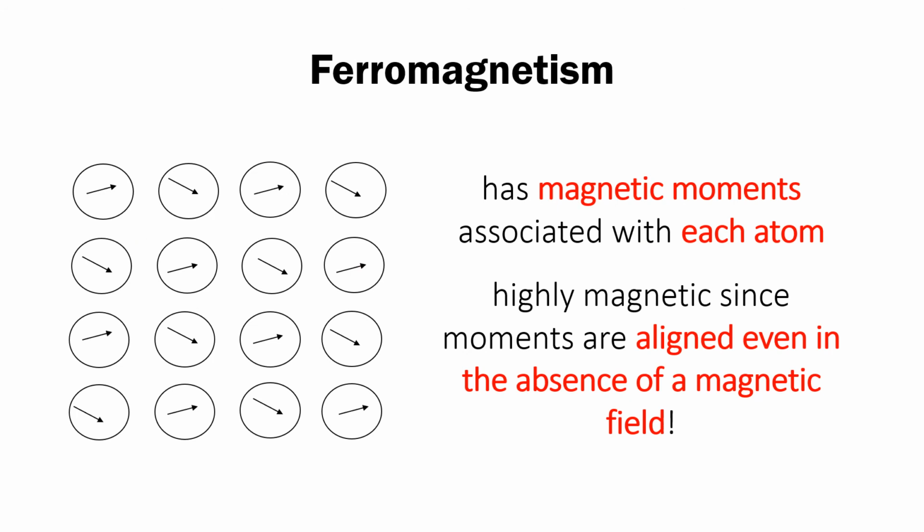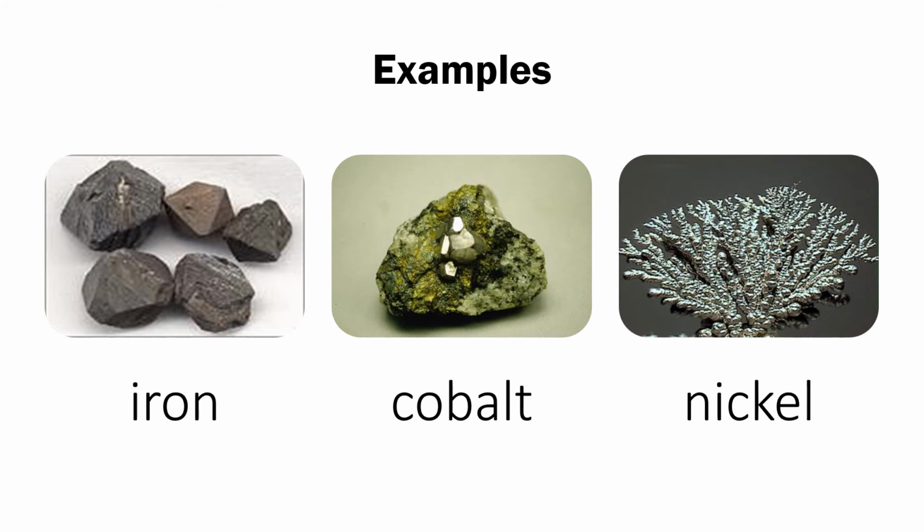Next, we have ferromagnetism. Ferromagnetism is similar to paramagnetism in which your material has magnetic dipoles, but ferromagnetism is more magnetic than paramagnetic materials since the moments in our material are aligned, even in the absence of a magnetic field. So yung ferromagnetic materials mo, yan yung conventional na mga magnets natin. So examples niyan is your iron, cobalt, and nickel. So most of our magnets actually is based off of these elements.